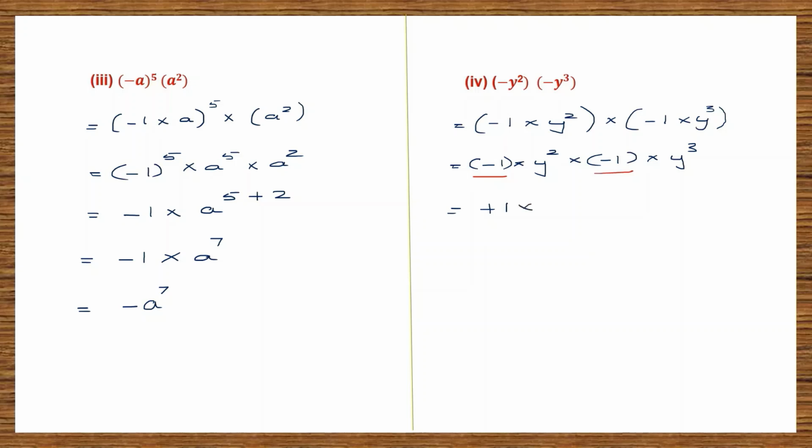Now let's take the variables. We have y to the power of 2 into y to the power of 3. So this is equal to 1 into y to the power of 2 plus 3 because the base is the same and this is multiplication. So we can add the powers. 1 into y to the power of 2 plus 3 is 5, which is equal to y to the power of 5. So that is our answer, y to the power of 5.